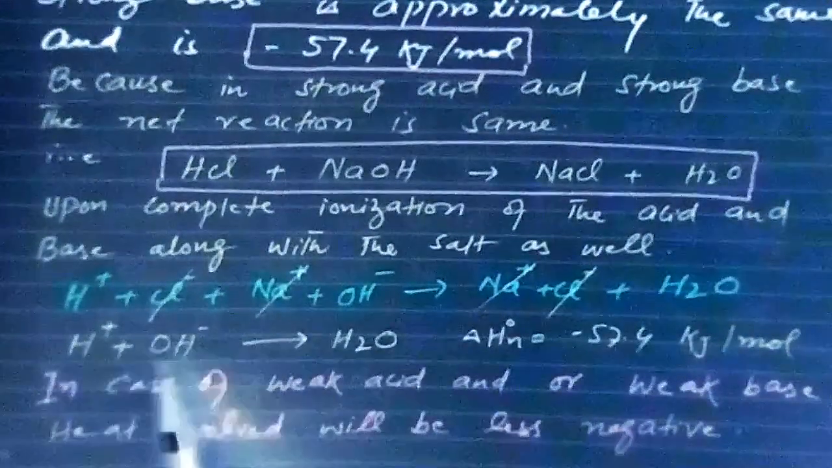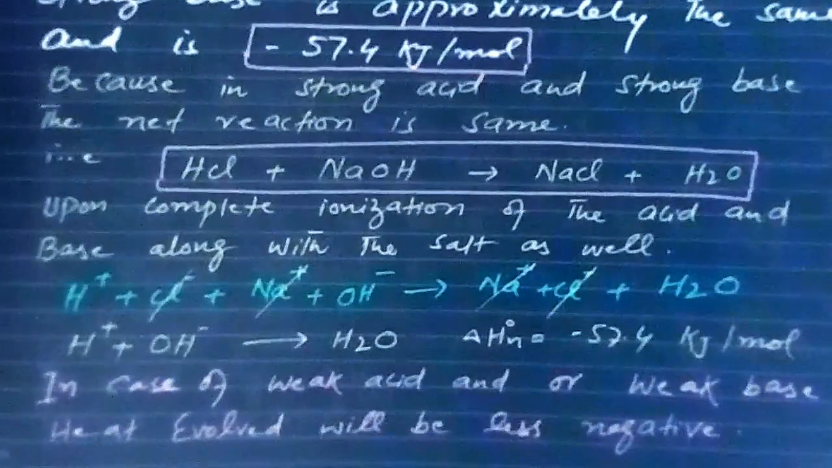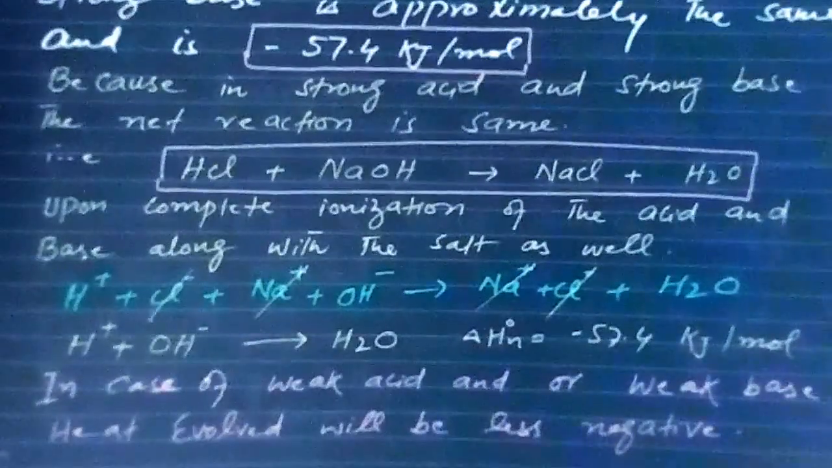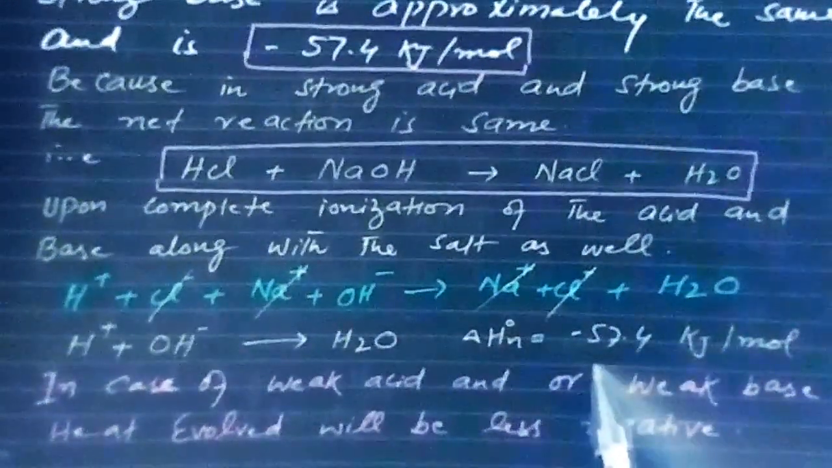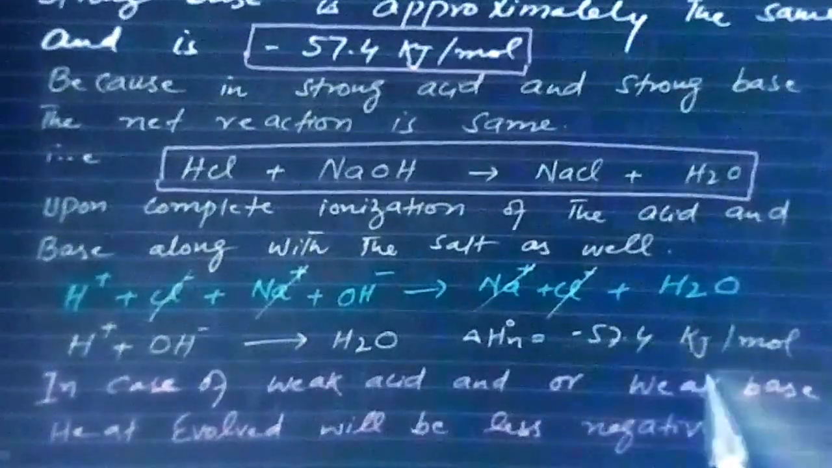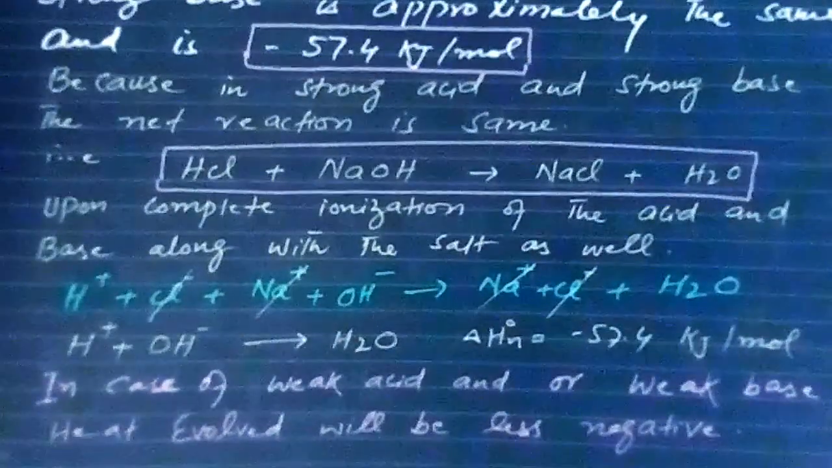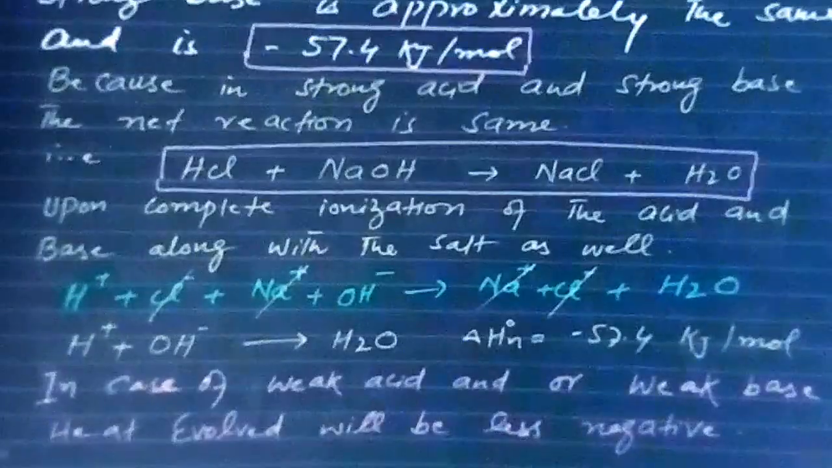Now hydrogen and hydroxyl react to form water in the case of strong acid and strong bases, and the heat of neutralization, or enthalpy of neutralization, will always be minus 57.4 kilojoule per mole, while in the case of weak acid and weak base, the heat evolved will be less negative.